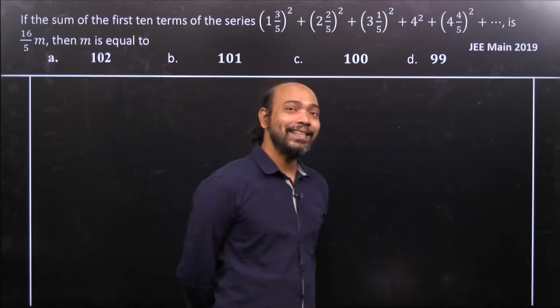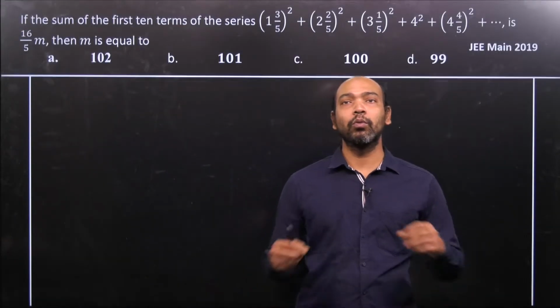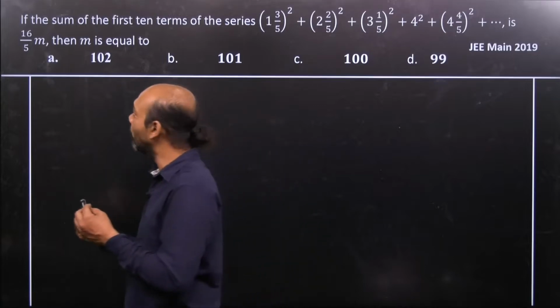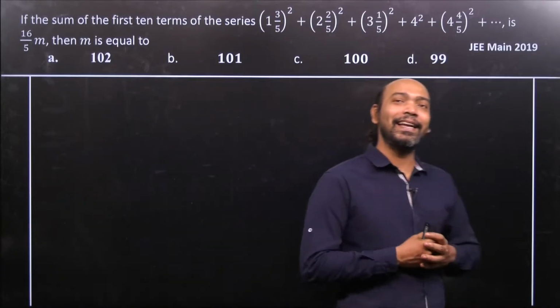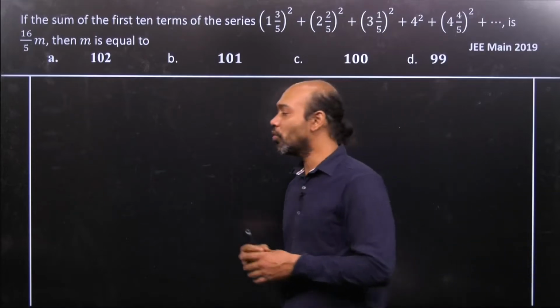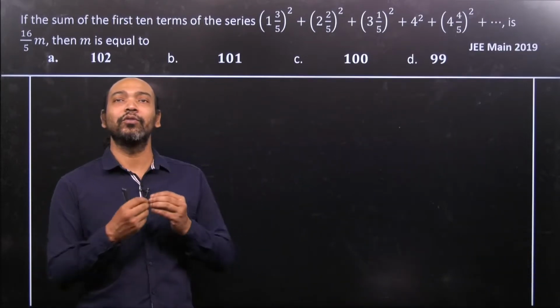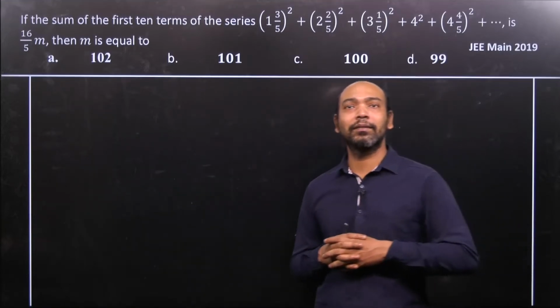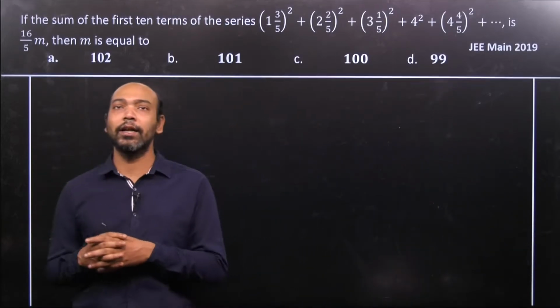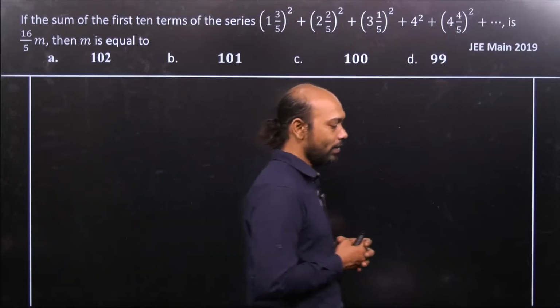Hi all. In this particular problem we need to find the sum of the given series, and the number of terms is 10, right? So the first job is to observe the series and try to find the general term. Always try to find the general term, because this is the easiest way to solve this kind of problem. Let's go ahead.